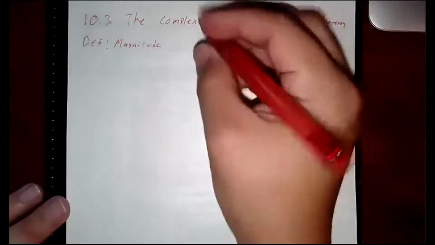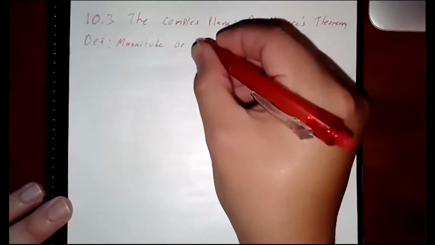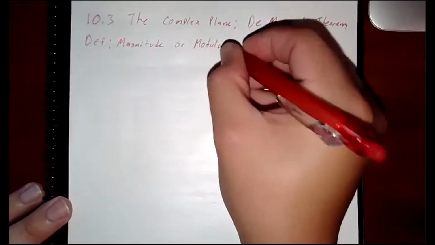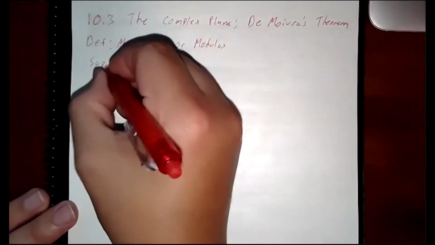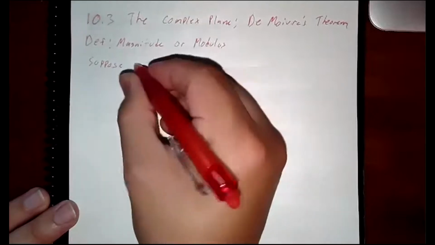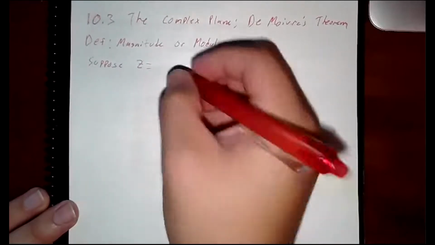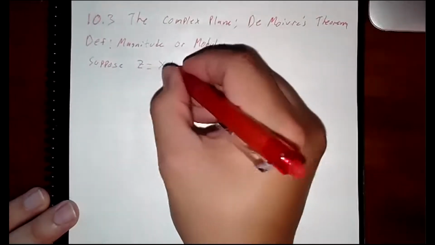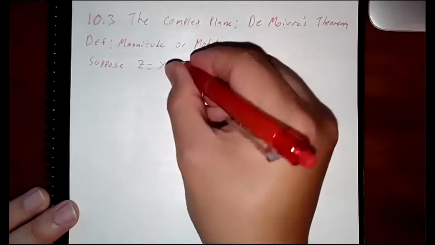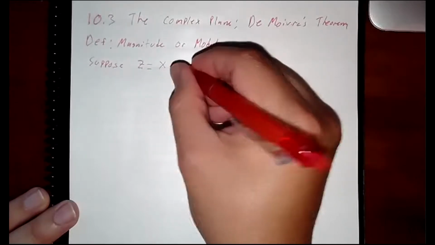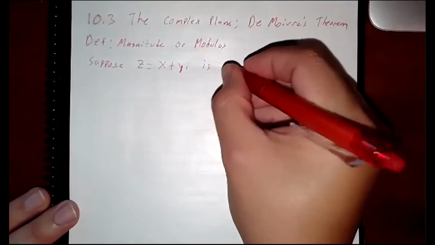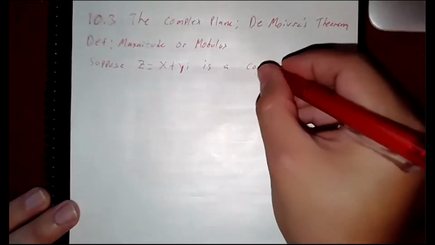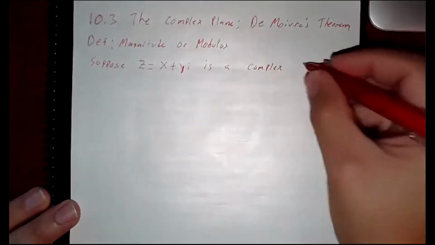All right, so magnitude or modulus. So suppose z is equal to x plus yi is a complex number.